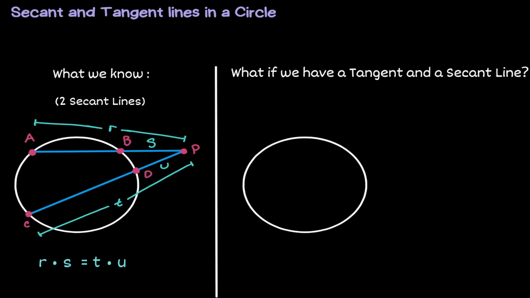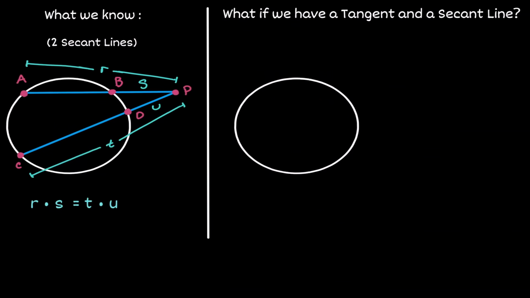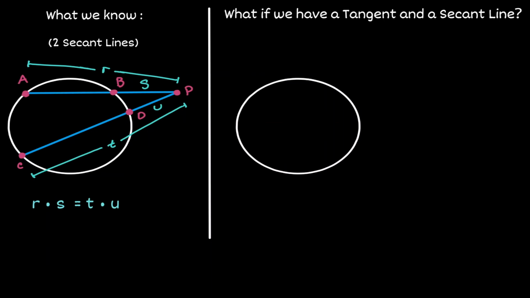Welcome. Let's discuss the case where a secant and a tangent line intersect in a circle. In the past, we have shown a conclusion when two secant lines intersect. If we get the length of one secant line, which we can call r, and we multiply by its own external segment, which we have called s, that is going to be equal to the length of the other secant line, which we have called t, times its own external segment, which we have called u.